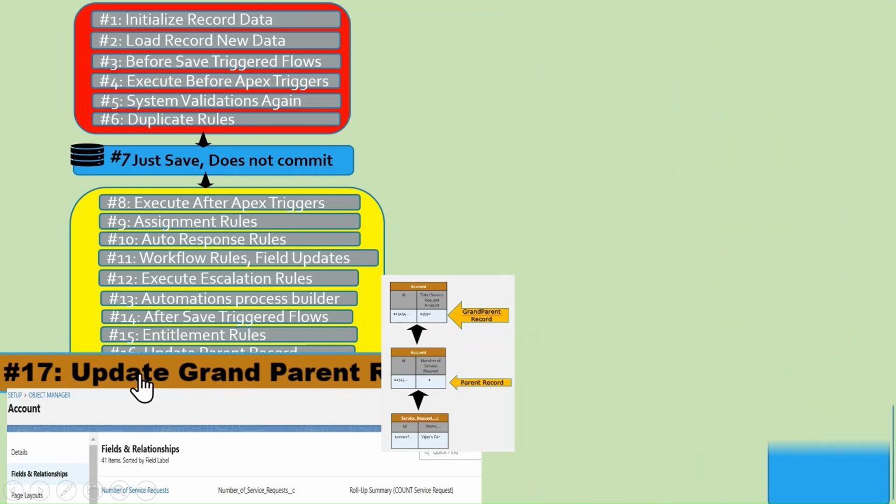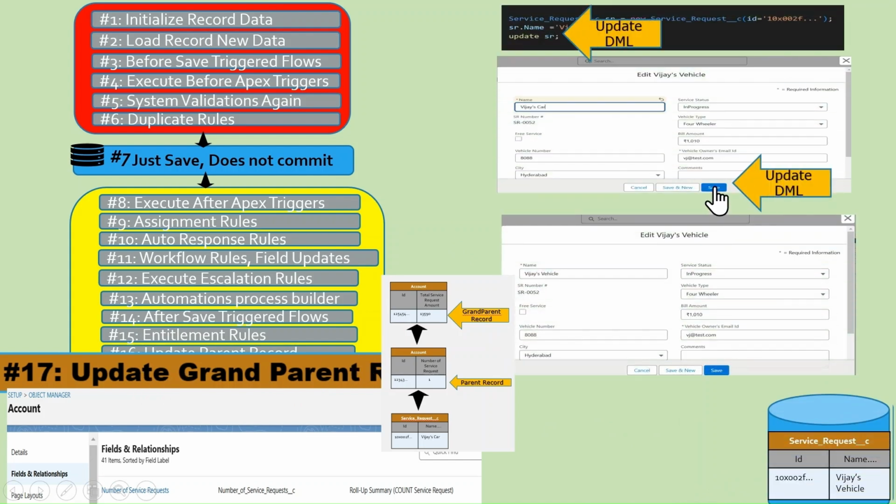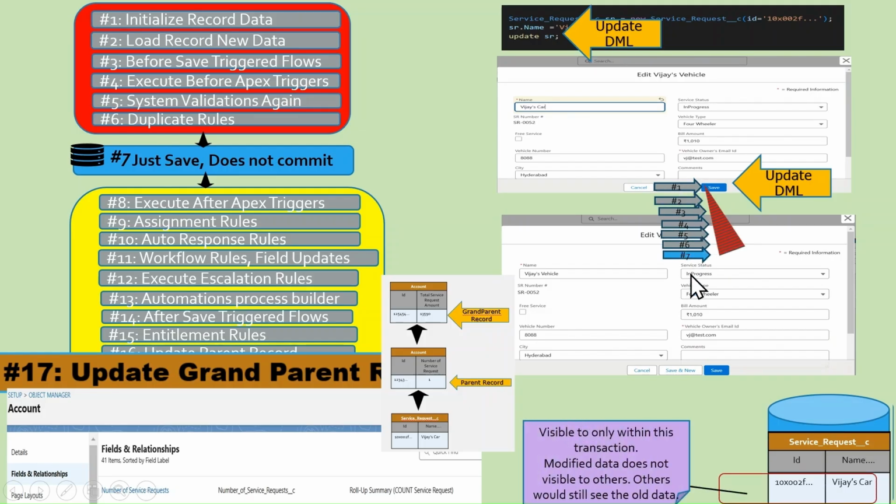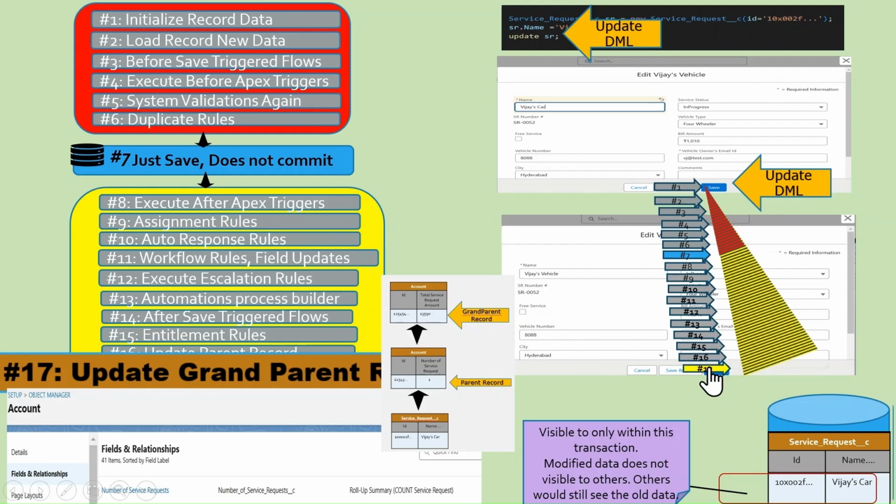Similarly, for the update DML, on click of save, the order of execution starts from step 1, it continues to till 16, and then it moves to the step number 17 to see if there is any grandparent record available, and under that, if there is any roll-up summary field on the grandparent record, then it updates that grandparent record. And because the grandparent record is getting updated, for that grandparent record's update, the order of execution again starts in a similar way, from the step 1 to step 20.